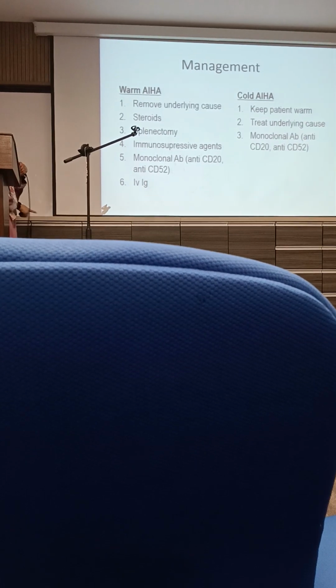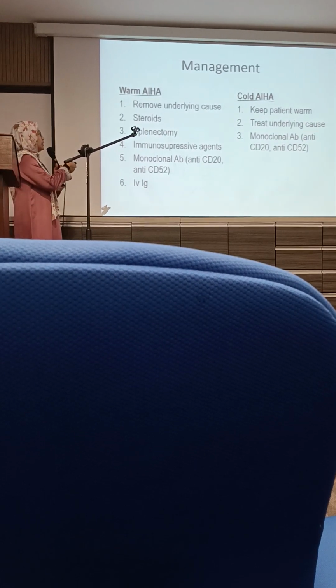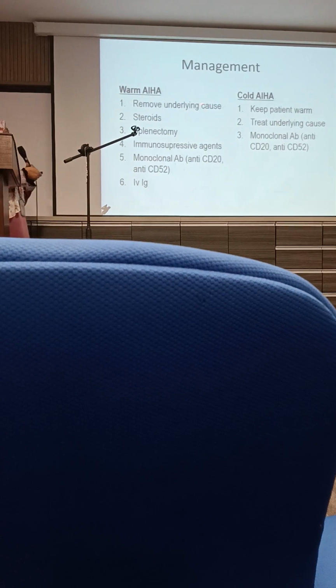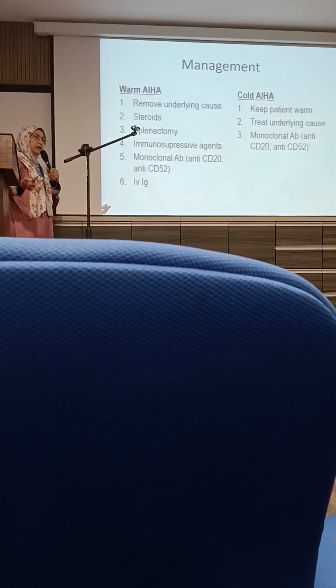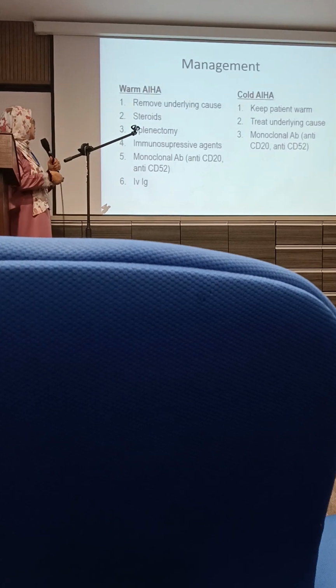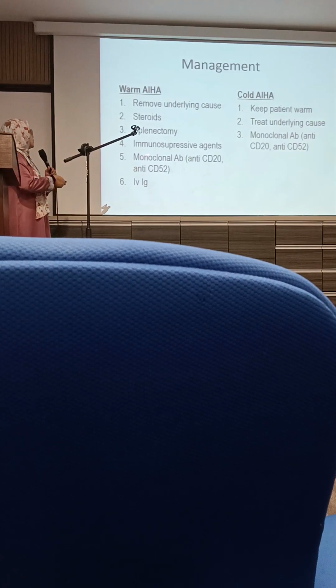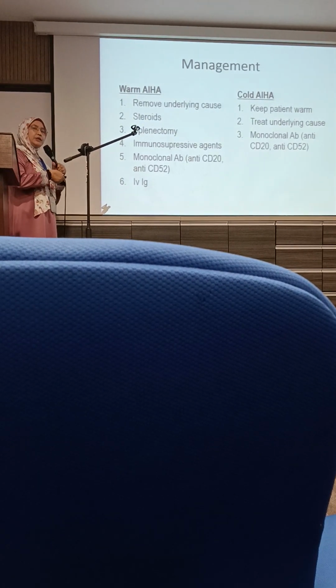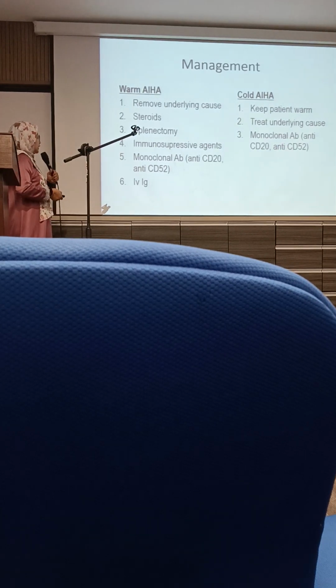Management for warm IHA: biasanya dia associated with infection tadi kan. So you remove the underlying cause. You can give steroids because it is immune reaction. If it is severe and prolonged, you can offer splenectomy because the hemolysis is in the spleen. You can also give immunosuppressive agents so that your body won't produce the antibody.